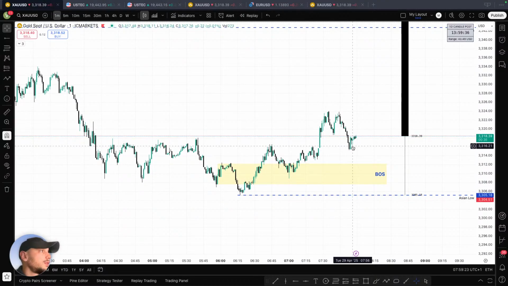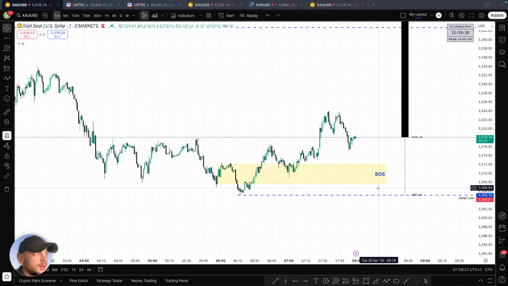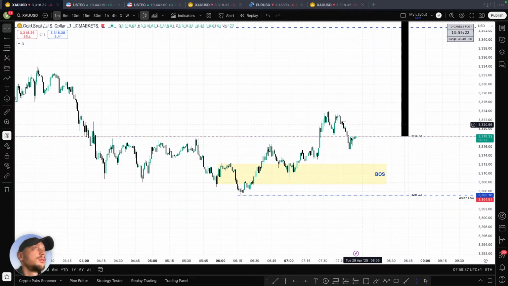Ideally, we prefer to see the ORB break above, but if the range is enough for 1 hour to the Asian lows, we're gonna enter short as well. But ideally, we want to see a break above.